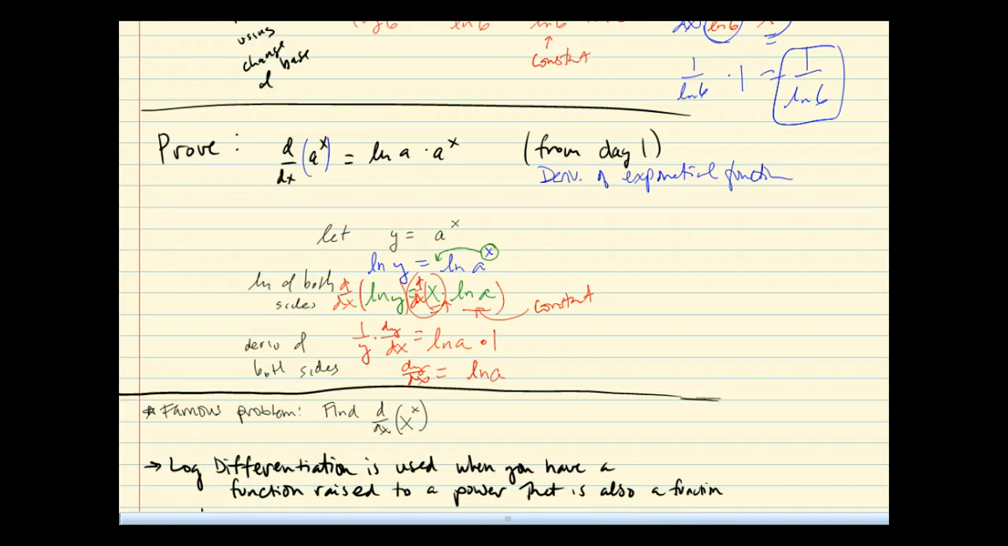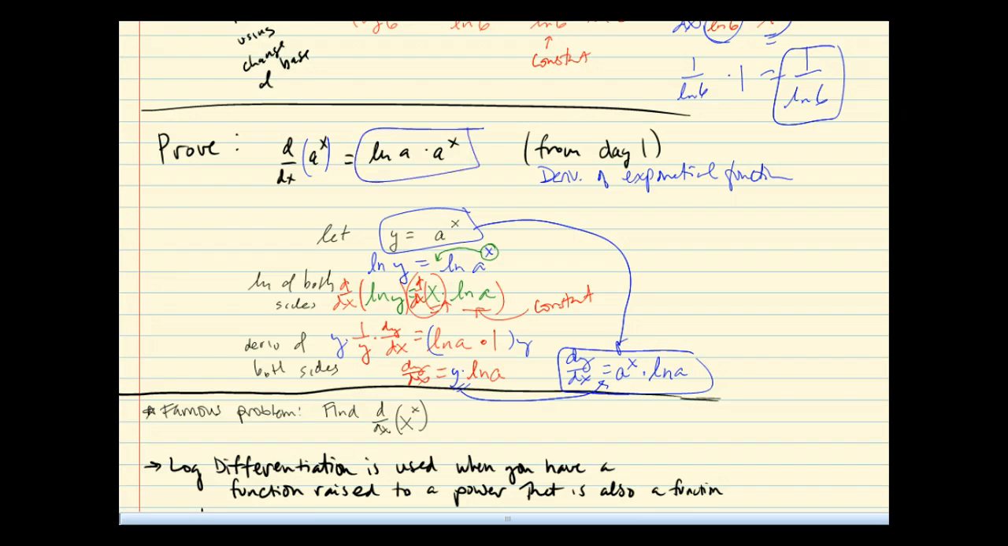And then I want to make sure that I isolate the dy dx, so I'm going to multiply both sides by y. So it's y times the natural log of a. But I don't want a y inside my answer for the derivative, so dy dx is equal to y times the natural log of a. What is y? Oh yeah, y is just a to the x. So what I did is I substituted in for y. So I have a to the x times the natural log of a, which of course is my rule for finding the derivative of an exponential function.